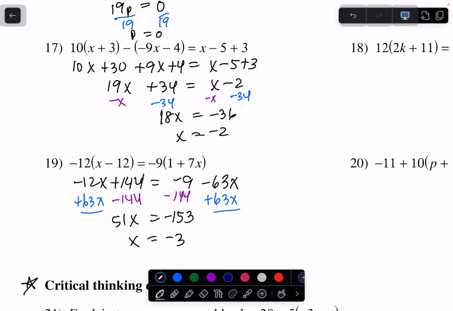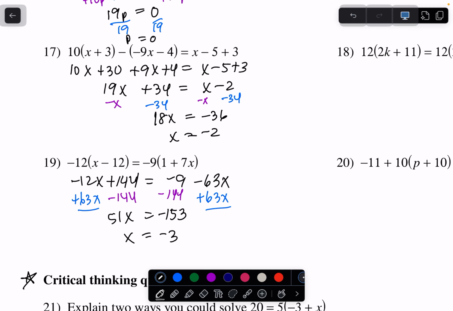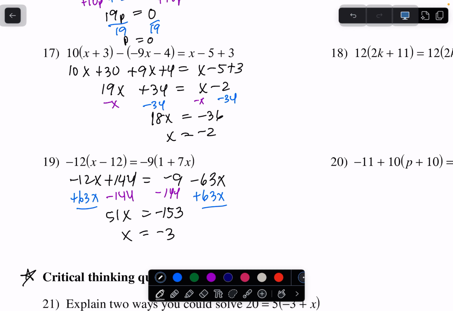So the answers are up on the board for 17 and 19. So check your work. And then if you have any questions, let me know. And then evens as you go. If you have any questions, let me know. I'll post the answers up on the board eventually here. So there you go.